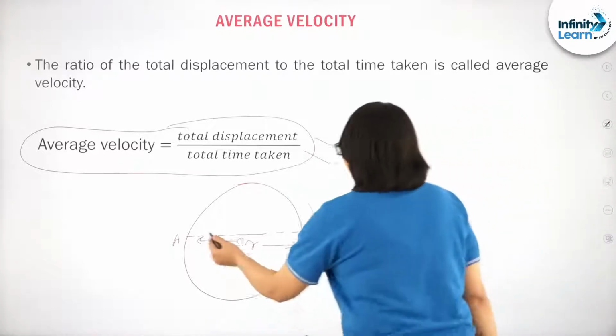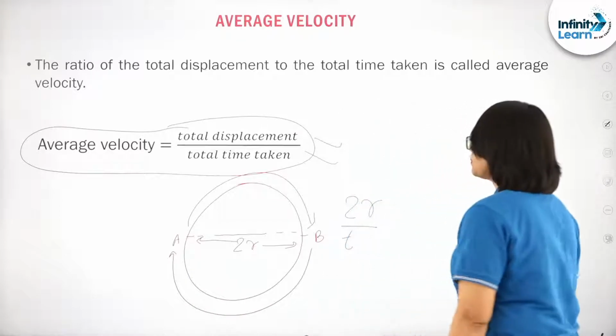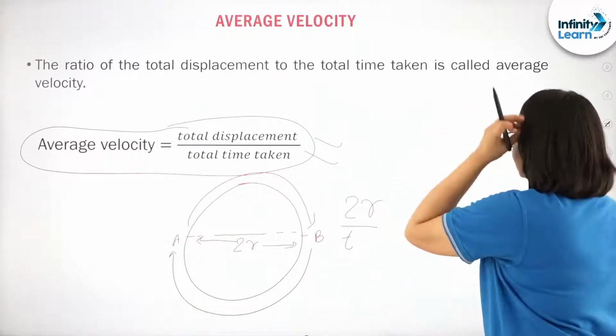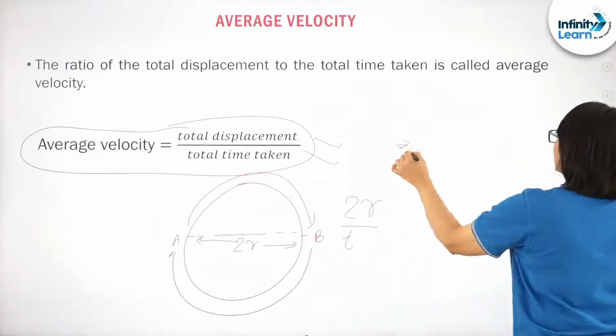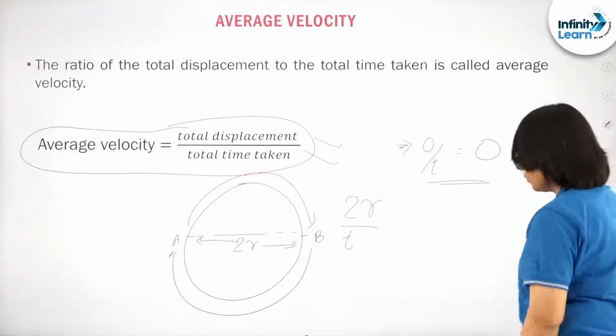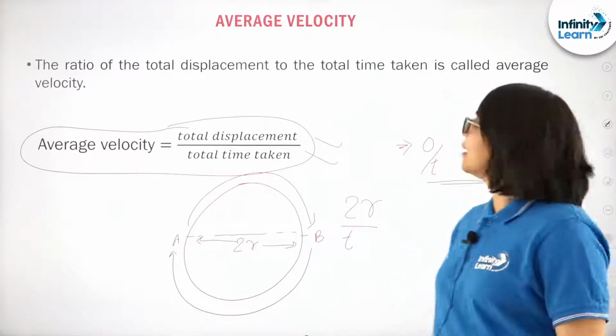अगर पार्टिकल A से B मूव हुआ और B से A वापस हो गया, so net displacement of the particle will be 0, है ना. net displacement अगर 0 हो जाएगा तो average velocity क्या हो जाएगा बच्चों? 0 upon t, that is equal to 0. Fine. I hope this concept is clear, है ना.